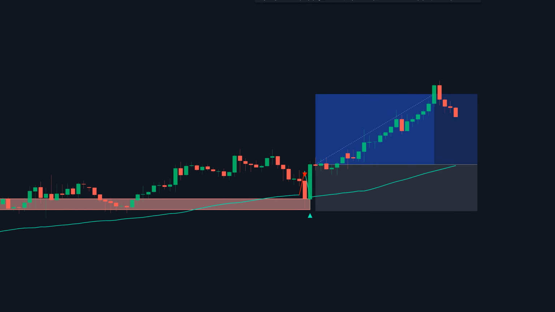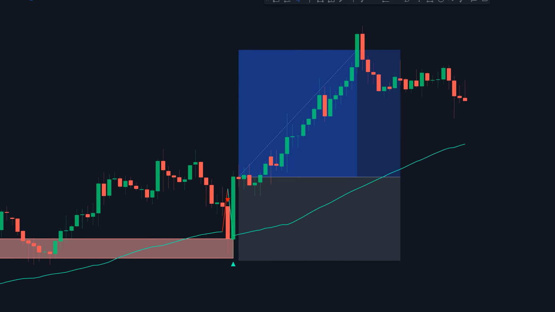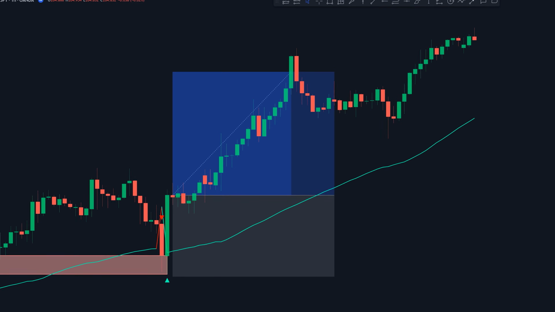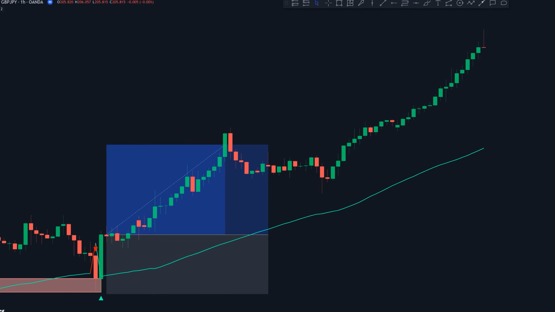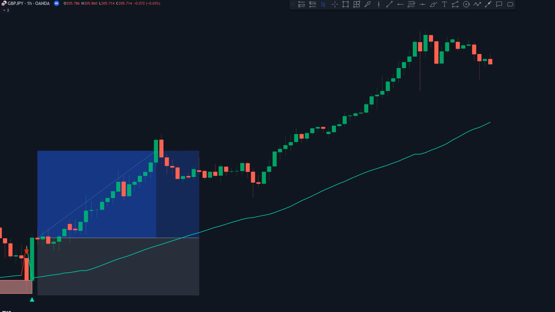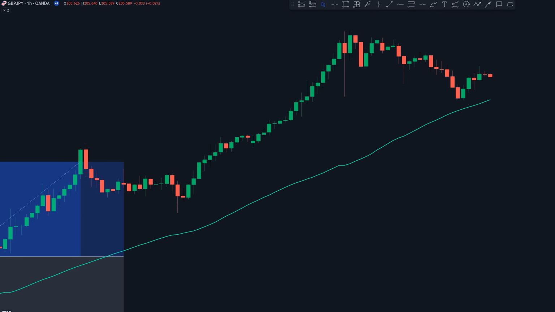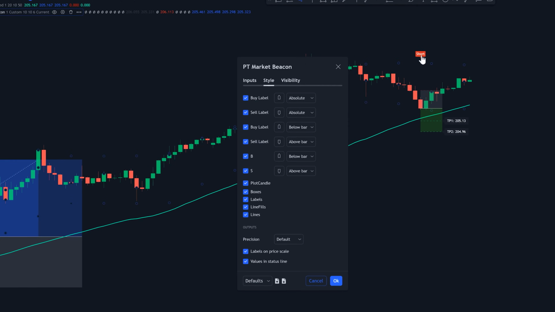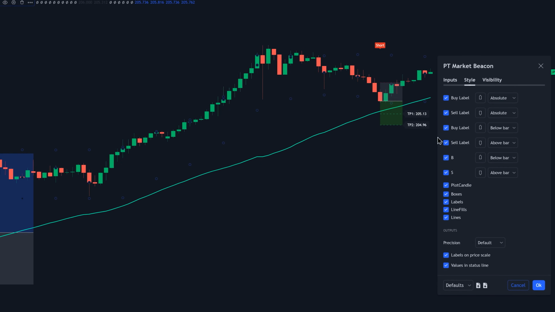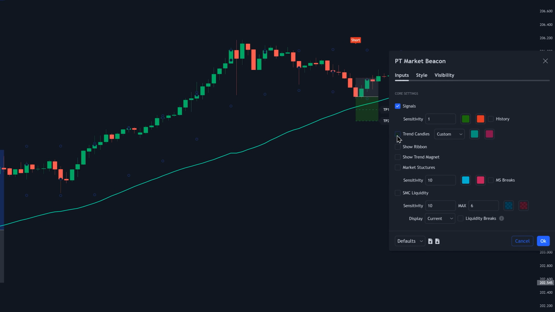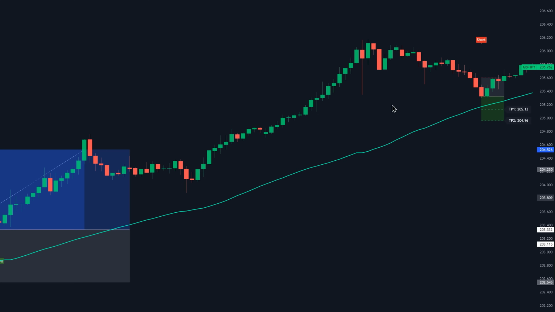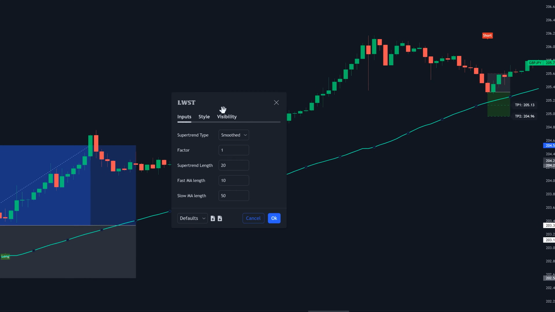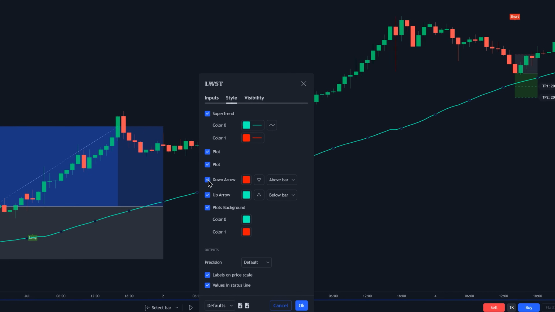Ladies and gentlemen, that is just one of the many ways that you can use the Liquidity-Weighted SuperTrend Indicator to trade. Another way of using this indicator to trade would be to add a different buy and sell indicator, something like the PineTrades Market Beacon Indicator. This one right here. This indicator combines unique price action and smart money concepts to craft super profitable buy and sell signals. Now, in order to use this, we're going to access the settings of the SuperTrend Indicator so we can disable the up and down arrows.